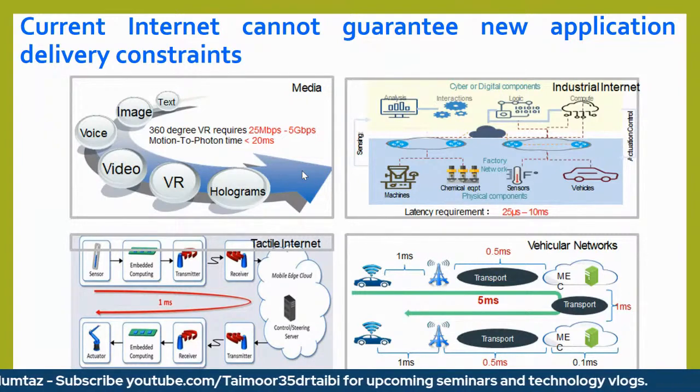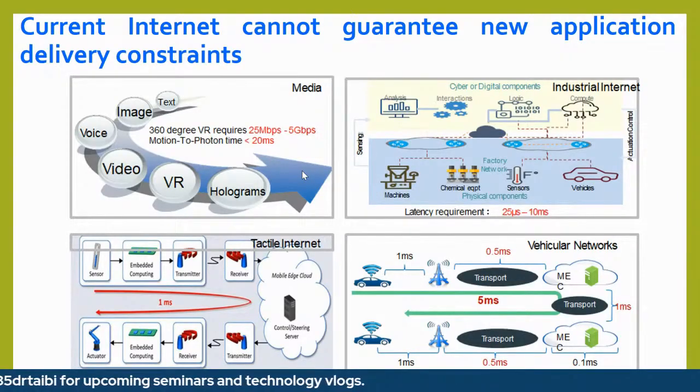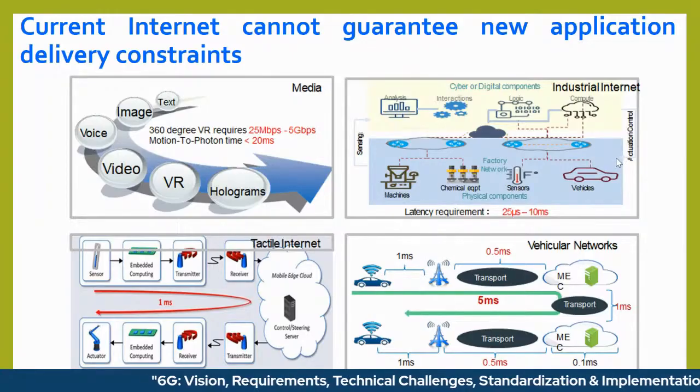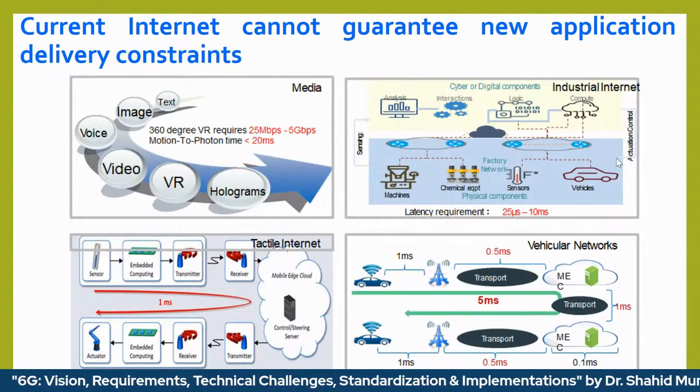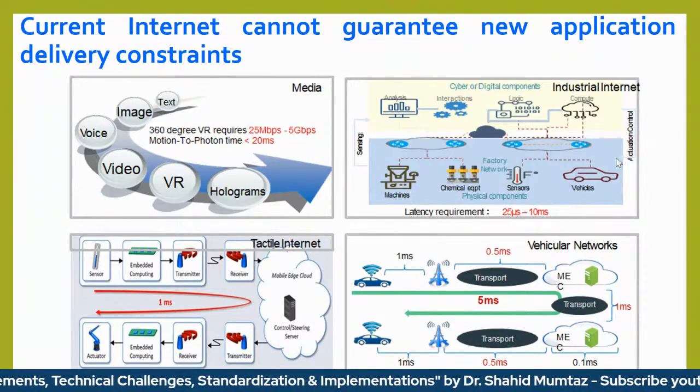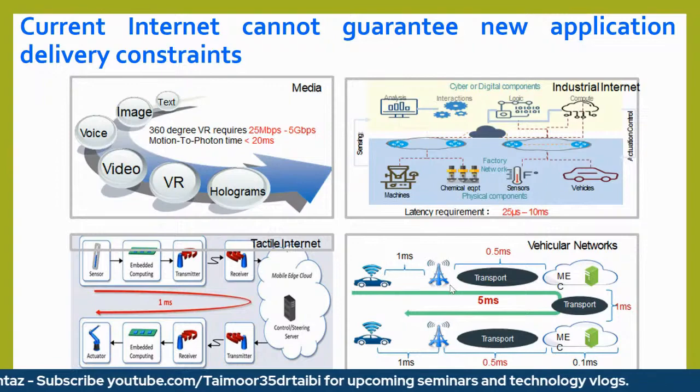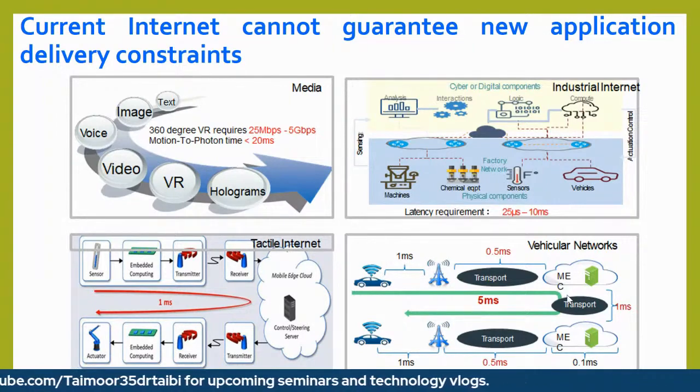It's around 20 milliseconds for motion to photon time, if you consider that. In the industrial internet, the latency should be around 25 microseconds to 10 milliseconds for all the stuff you are doing in this industrial environment. For the tactile internet, your internet of feeling, the latency should be around 1 millisecond, and for V2V it is around 5 milliseconds end to end. So you can see 1 millisecond from car to base station to the edge. The main idea is to decrease latency.